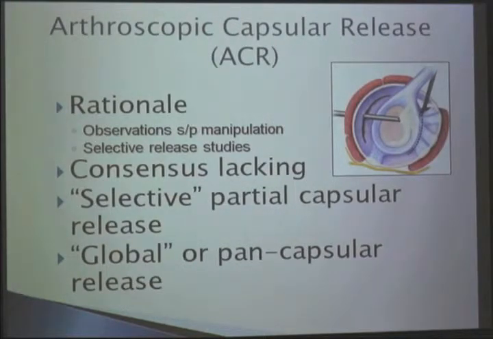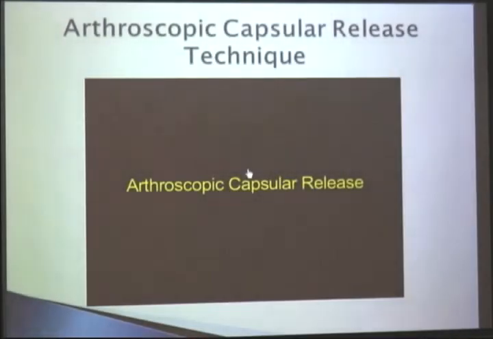There's really 2 approaches in the literature. One of them is selective partial capsule release, based on, I guess, the perception of the treating clinician as to where the restriction is and/or the ease with which it was done, or global releases, which go circumferentially 360. This is the technique that I use.